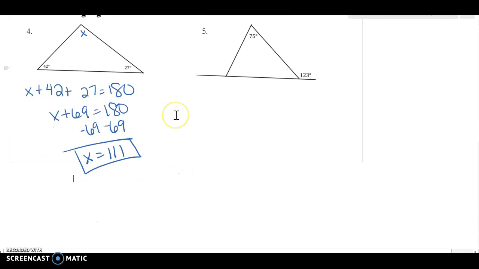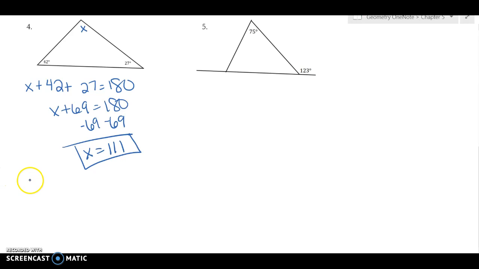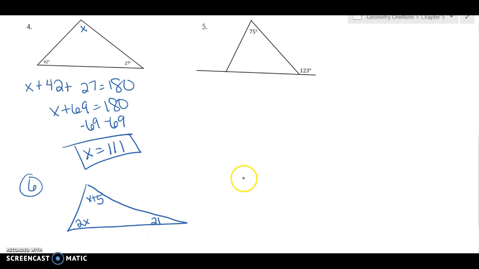Before we do number 5, I'm going to draw another one that I'd like you to try. Let's say this is 6. So sometimes you're going to have more than just a blank angle. You're going to have variables. But again, it's just the rule of the 3 angles add up to 180. So the first angle is x plus 5. The second angle is 2x. And the third angle is 21. All of those have to equal 180.